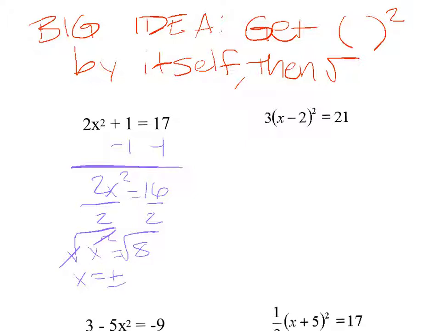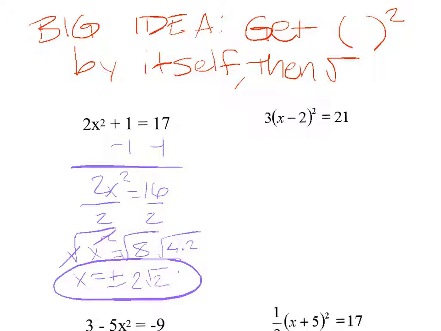Now, the square root of 8. 8's not a perfect square. But I can split up the 8 into 4 and 2. And remember that last lesson, if I square root that, the square root of 4 is 2. And the square root of 2 is still the square root of 2 because I can't square root it. And so there's my full answer. x equals plus or minus 2 square roots of 2.